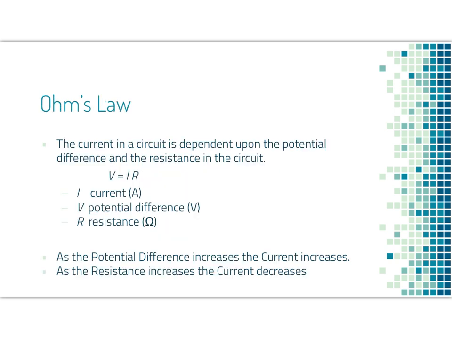We can calculate this using Ohm's law. Ohm's law says the current in a circuit is dependent upon the potential difference, aka the voltage, and the resistance in the circuit. So current was I, potential difference or voltage was V, and R is resistance.